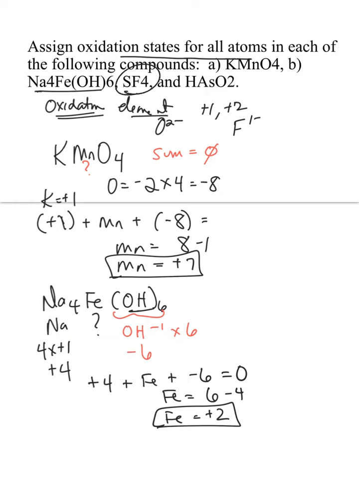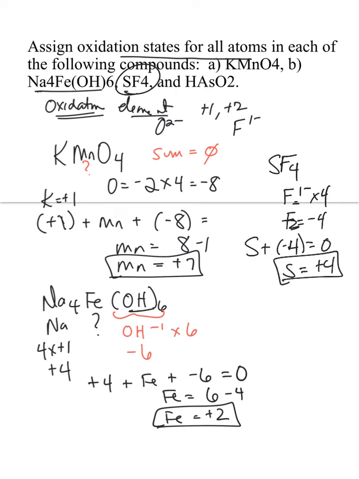Okay, so now for SF4, fluorine is a -1, and there's 4 of them, so that's -4. Well, sulfur plus -4 equals 0. Sulfur equals a +4 here, oxidation state. Okay, just checking that, okay. One more.